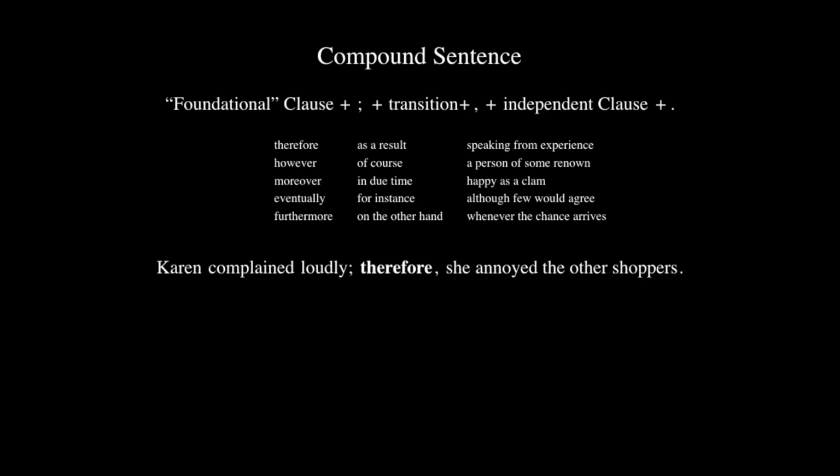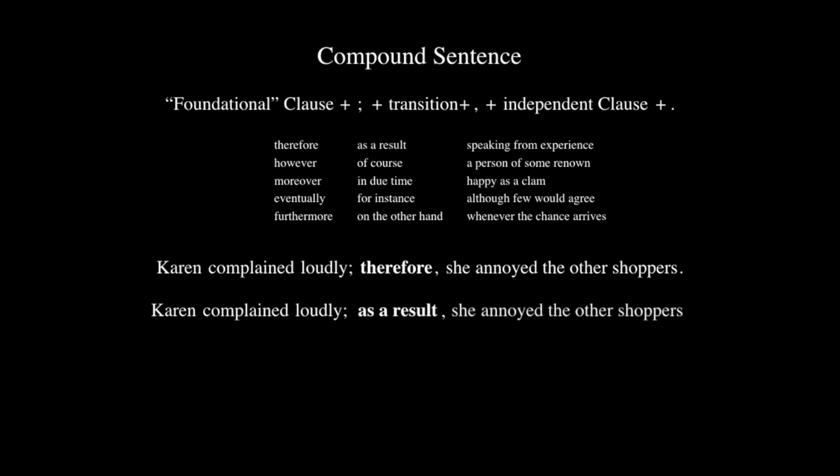Now, I'm going to use the exact same independent clause or foundational clause for the next sentence. Karen complained loudly, but this time I'm going to use a different type of transition. So I'll put my semicolon down and I'm going to use as a result. Then I'll put my comma and then my second independent clause, she annoyed the other shoppers, and don't forget the period. Karen complained loudly. As a result, she annoyed the other shoppers.